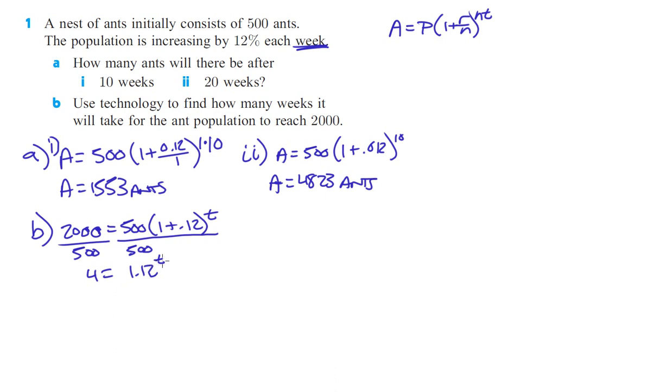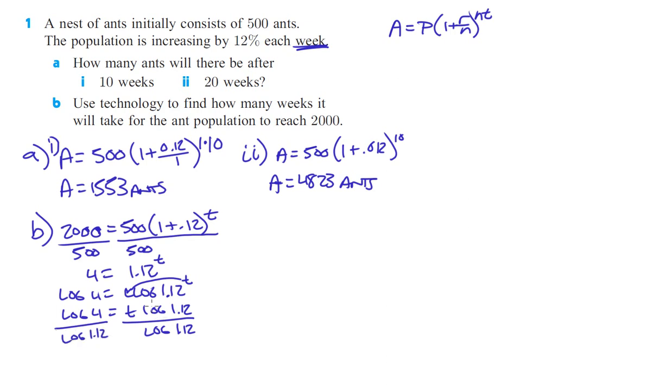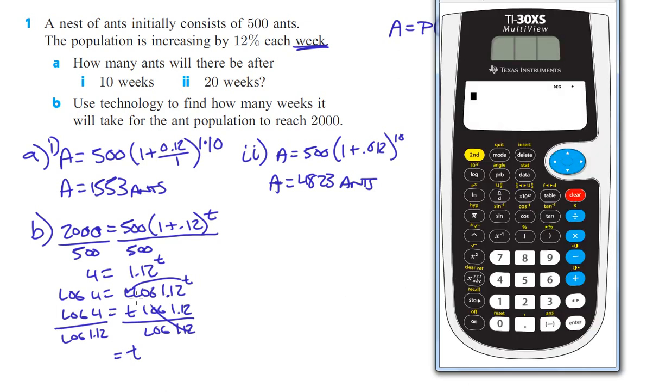Whenever we have a variable that's in the exponent spot, that's when we want to use logarithms, right? So take log of both sides: log 4 equals log 1.12 to the t, and this t now comes out front here. So really we got log 4 equals t log 1.12, and then now we just want to get t by itself, so we divide both sides by log 1.12, right? And we get that t equals log 4 divided by log 1.12.